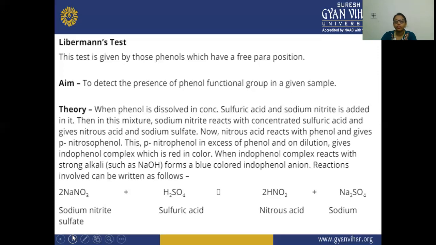This para-nitrophenol is an excess of phenol, or you can say in dilution, it will give an indophenol complex, which is red in color. After that, this indophenol complex reacts with the strong alkali, that is NaOH, and forms a blue colored indophenol anion. This reaction can be written as: sodium nitrate, sulfuric acid, nitrous acid, and sodium sulfate is formed.